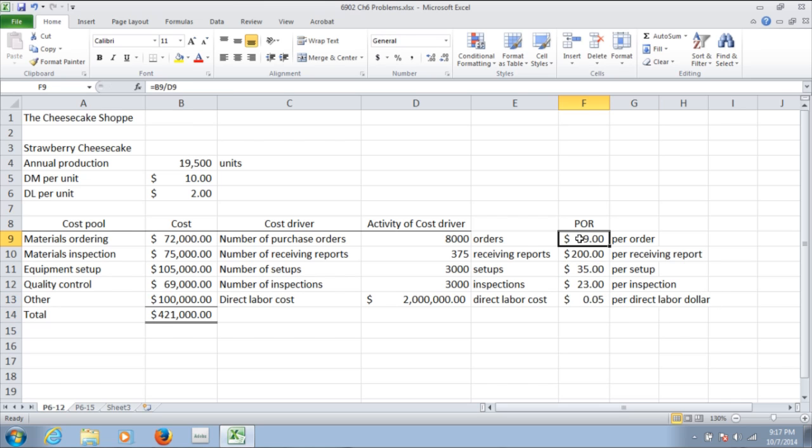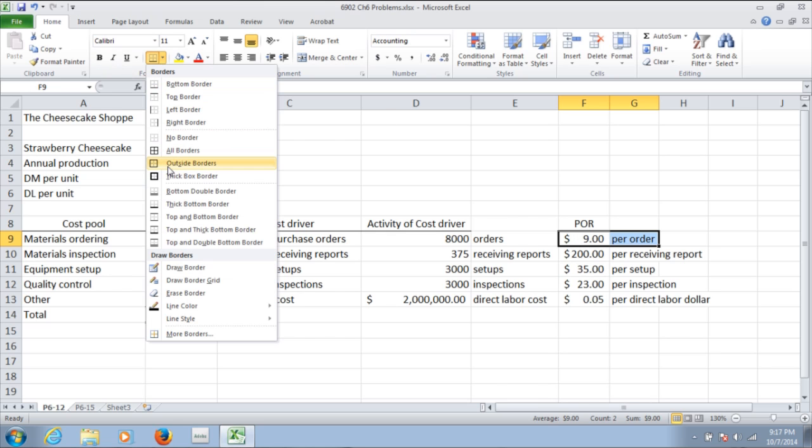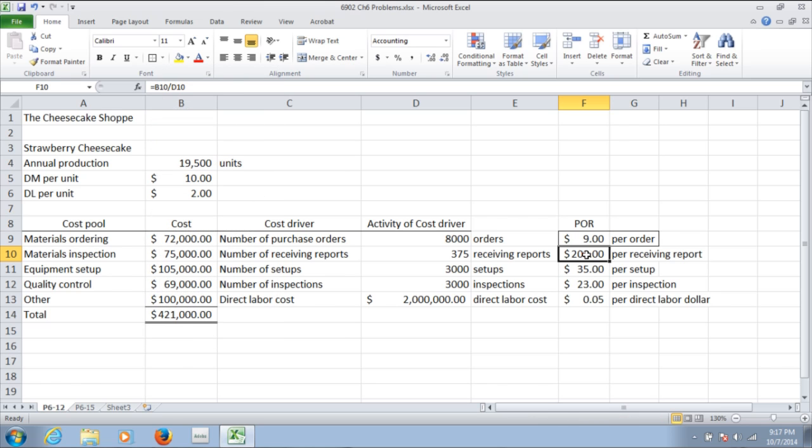So it really is important. I want to highlight this here. It's really important that each of these is assigned the descriptor that we're using here. And so in that regard, it's not $35, for instance, for equipment setup. It's $35 per setup. So that when we calculate the overhead costs, we are sure to multiply this by the appropriate activity.